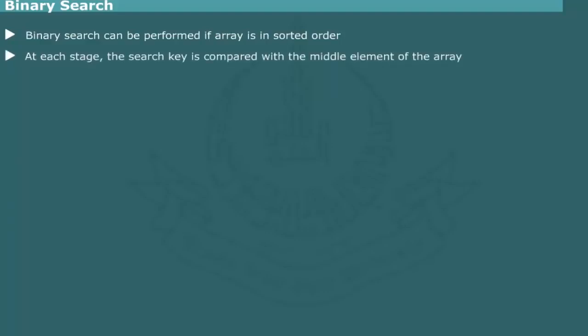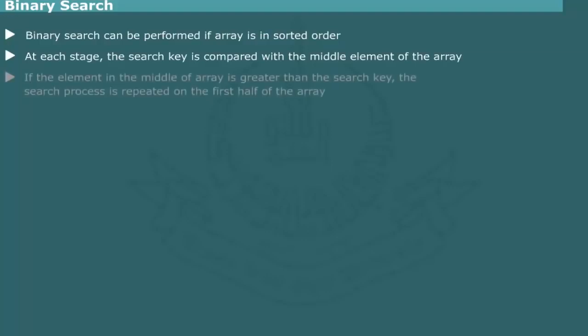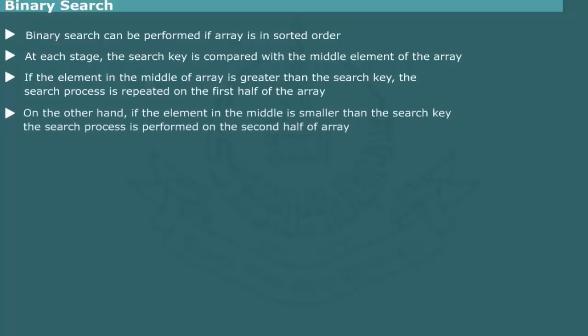Binary search. A binary search can be performed if the array is in sorted order. In this method, the element to be searched is compared with the middle element of the array. If the middle element is greater, the search is continued in the first half of the array. On the other hand, if the middle element is smaller, the first half is ignored and the search is performed on the second half.